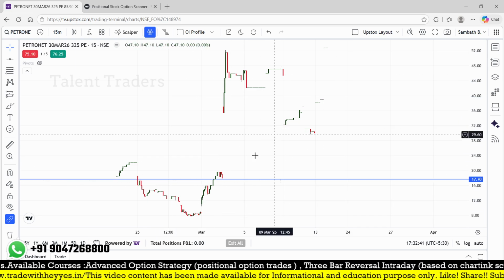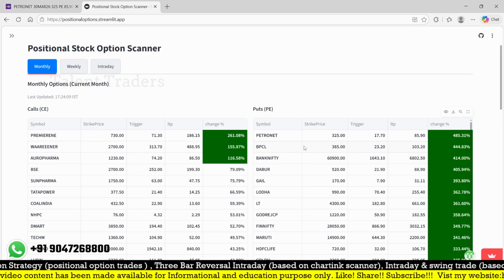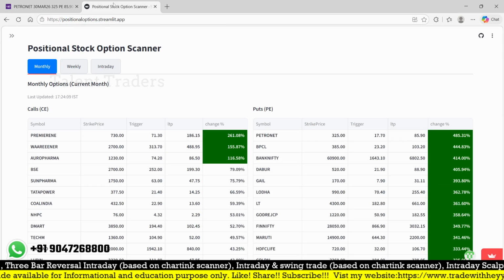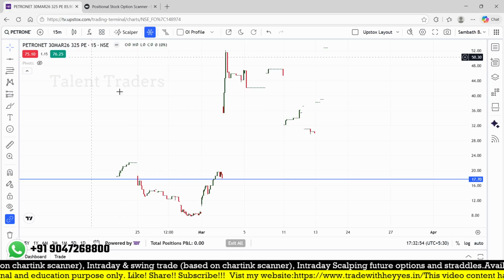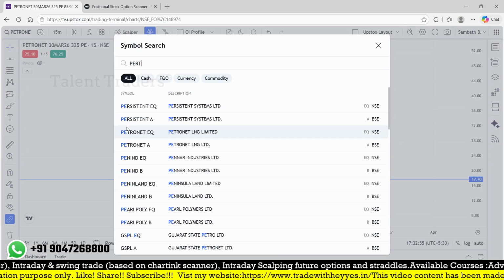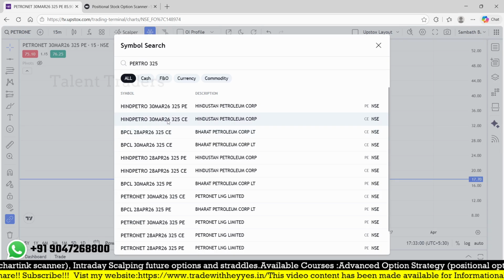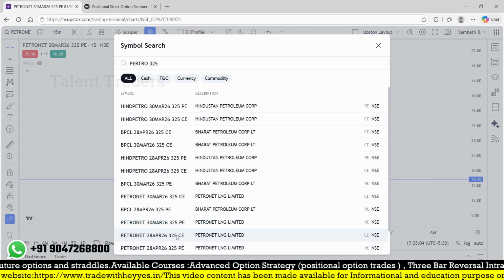Any strategy which you are applying here, that is what triggered. Some of the stocks may be BPCL 385. Now you understood the concept. And if you are checking BPCL, Petronet put side, maybe some trigger point would be there, but it could not reach. Petronet 325, if I am just checking for a call option, 325 March.